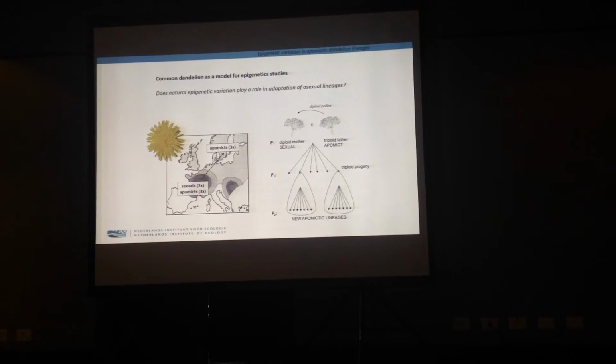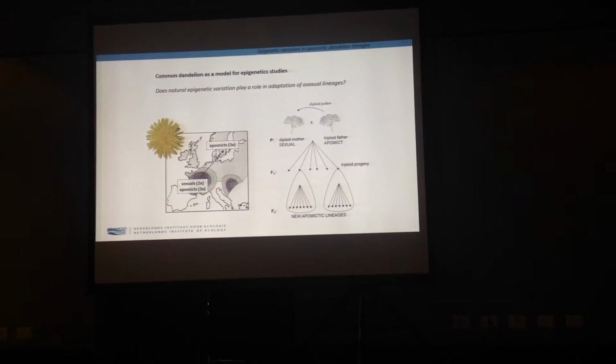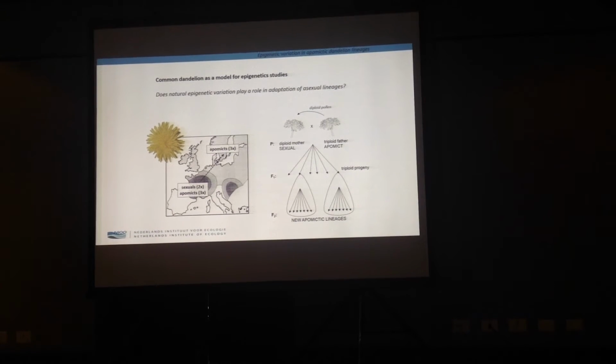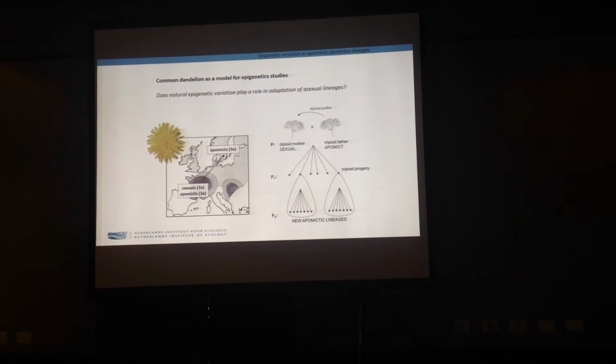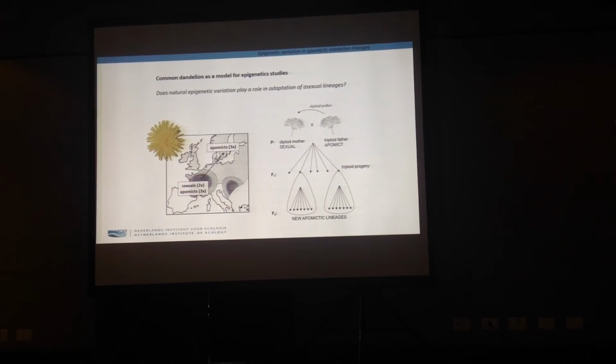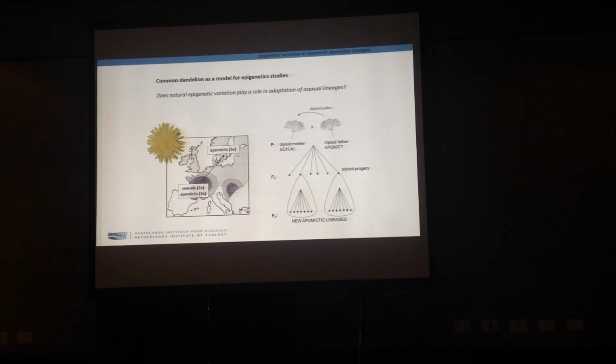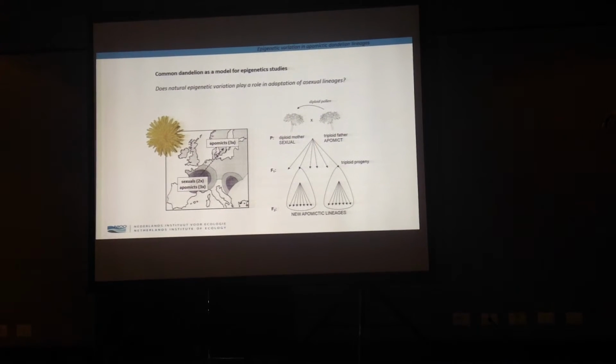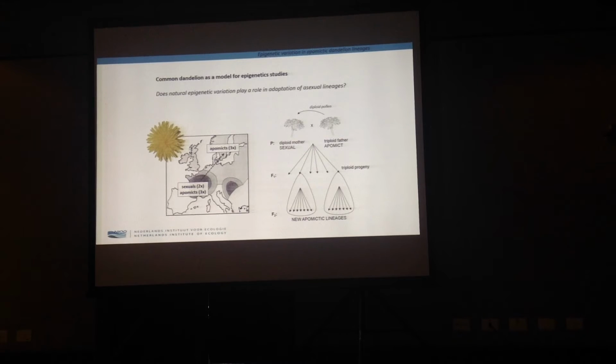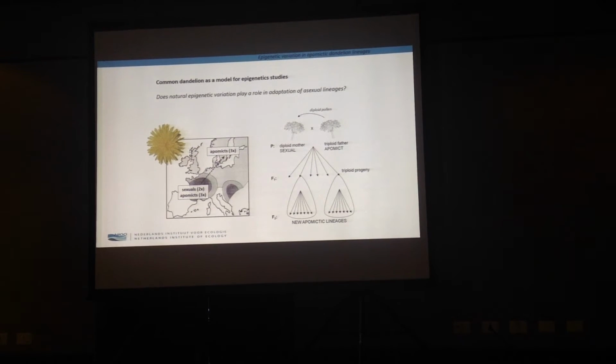So I'm working in dandelions together with Koen Verhoeven in his lab, and we're using common dandelions as a model for epigenetic studies. Why? Well, dandelions are ubiquitous. They grow pretty much everywhere in the world. And there's the sexual dandelions that live in France. And when you cross a diploid sexual mother with a triploid father, you get a triploid apomict. And that apomict can then give rise to new offspring that's essentially a clone.